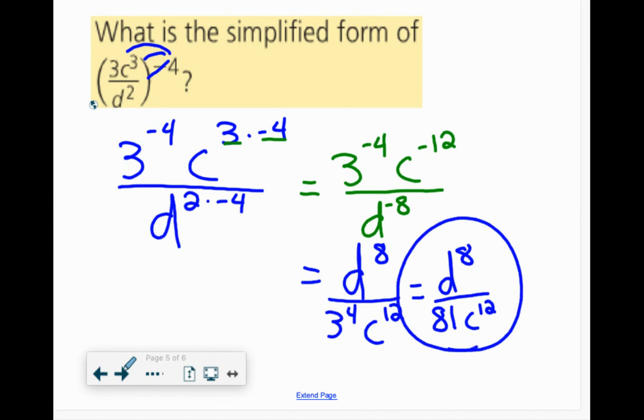So that is it for today's lesson on 7.5, talking about raising a fraction to a power.